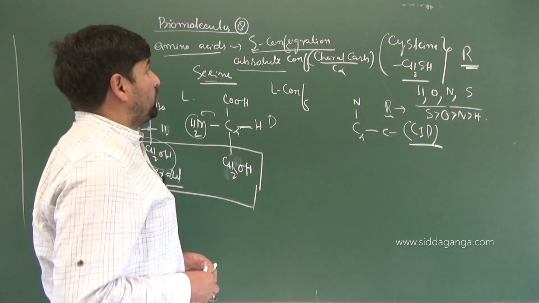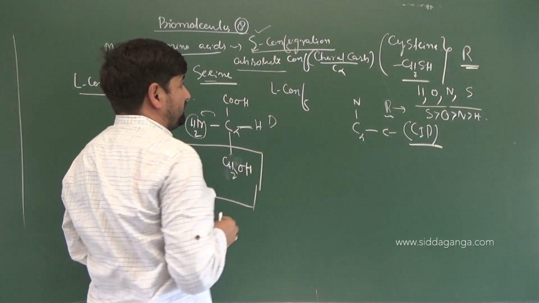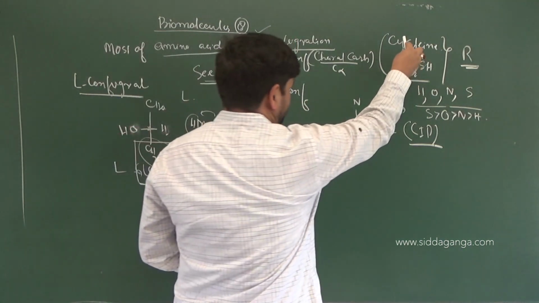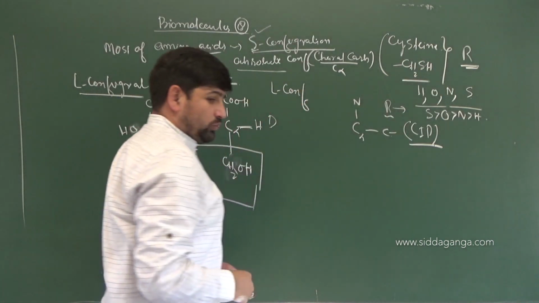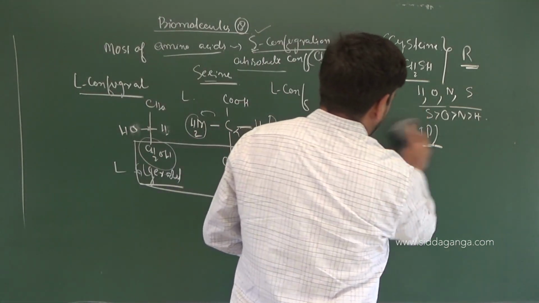Very good. So most of the amino acids do exist in which configuration? S absolute configuration, except for cysteine, which is existing in which one? R. What is the reason for cysteine exhibiting R configuration? It is quite simple to understand.